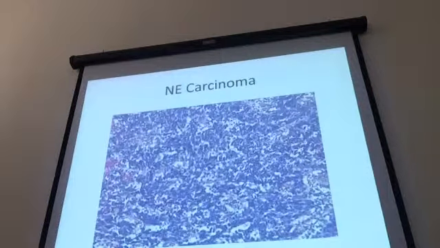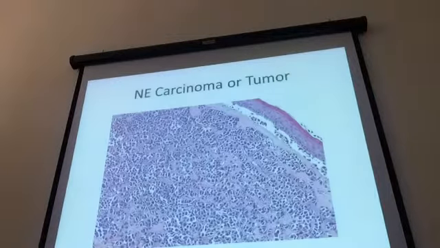Some of them will clearly be like small cell carcinoma, very high grade, undifferentiated, with a neuroendocrine flavor to them. These are clearly going to be carcinomas, but the more carcinoid-like lesions, should we call them carcinomas? I don't know yet. I don't think so.